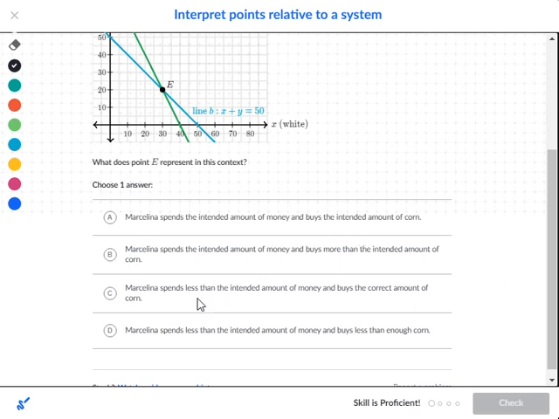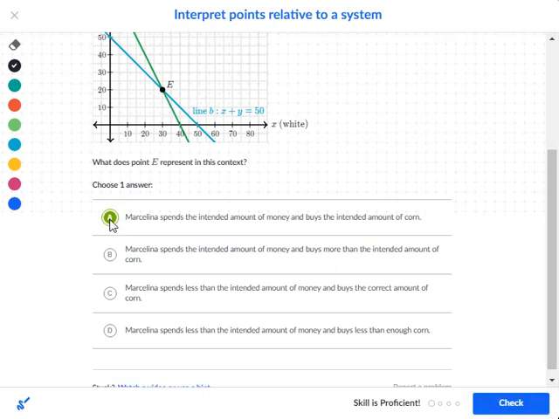See, C would be out because it mentions less, and D mentions less. No, the point is exactly where the lines intersect. So that's what you intended to spend, and that's what you intended to get. So you intended to buy this amount of corn, and you intended to get this total amount of corn. So my answer here is A.